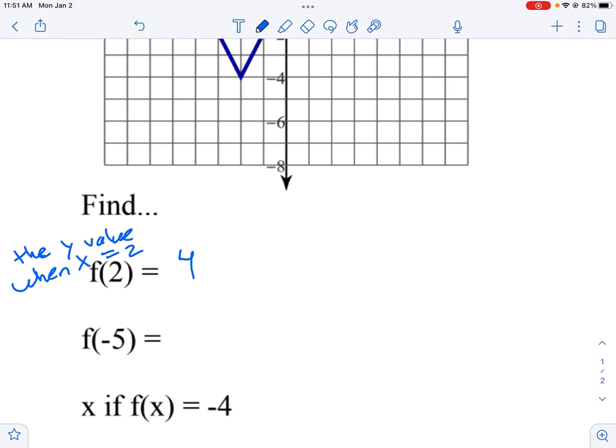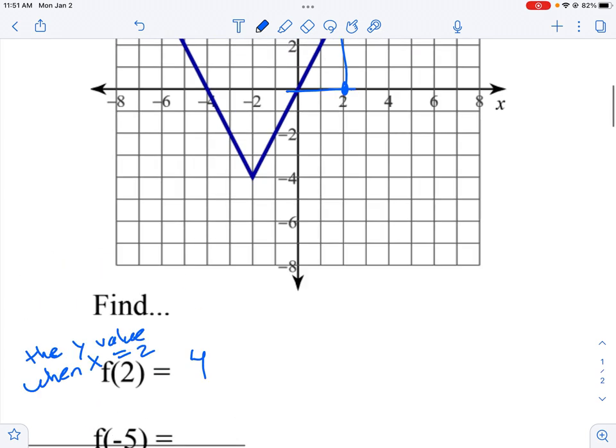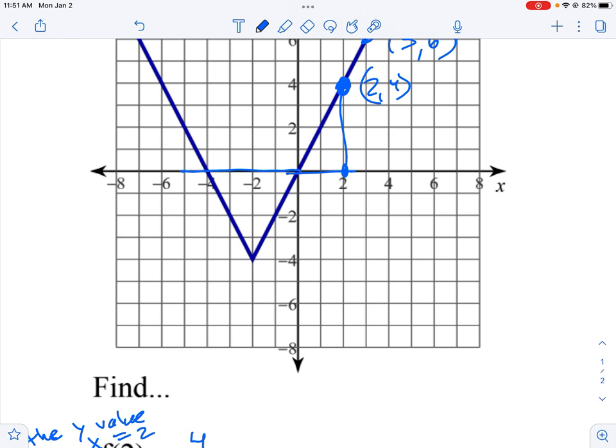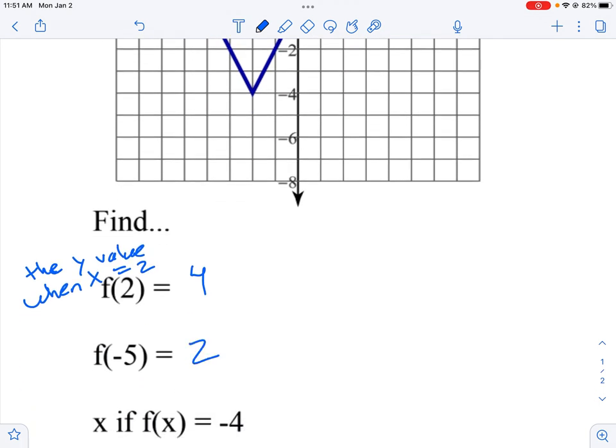First one, f of negative 5, that means I got to go where x is negative 5, which is here, and then I have to go to my function, which is up here. So I hit this point. That point there is negative 5, 2, which means that's my function value. F of negative 5 is 2. It's the y value when x is negative 5.